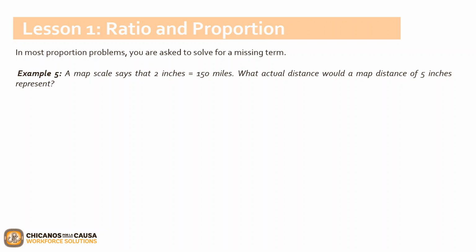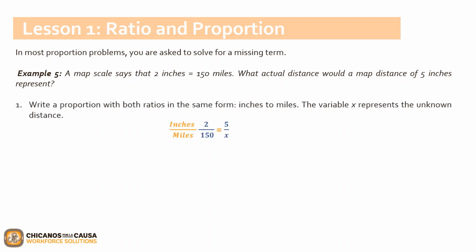In order to solve and answer this example question, we'd first write a proportion with both ratios in the same form, inches to miles. The variable x represents the unknown distance. So shown here in fraction form, we have 2 over 150, 2 being inches, 150 being miles, equals 5 over x, x representing the unknown distance.